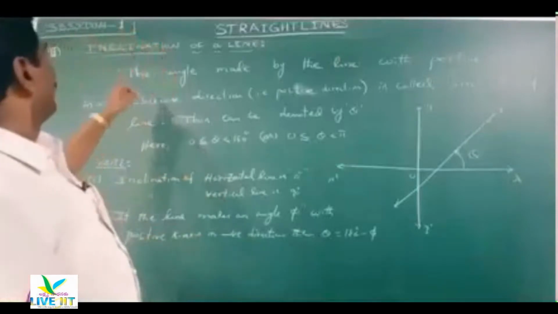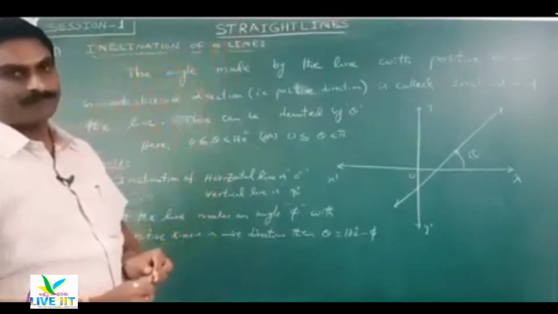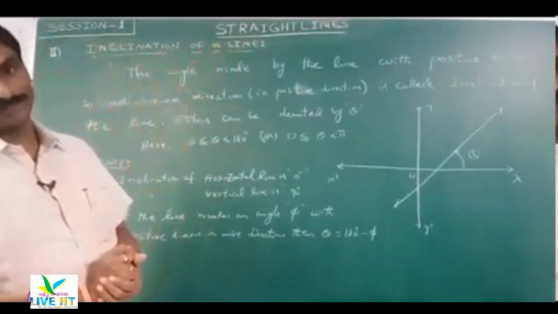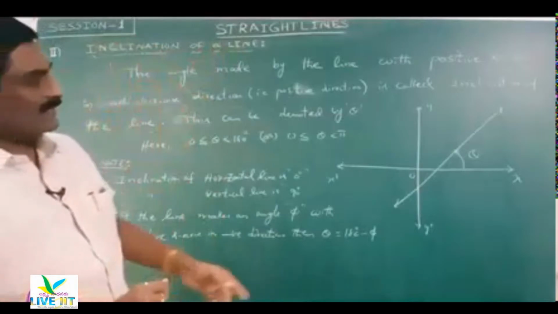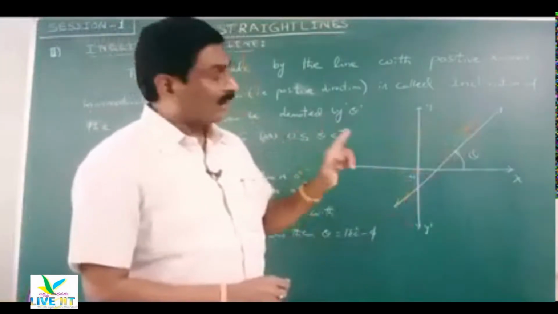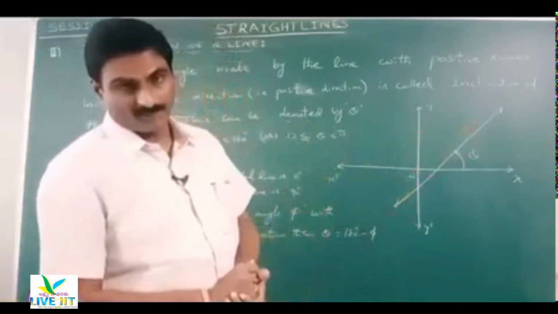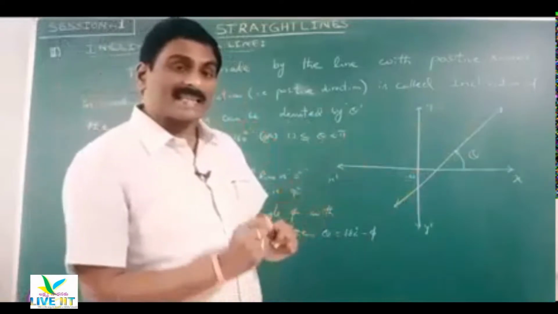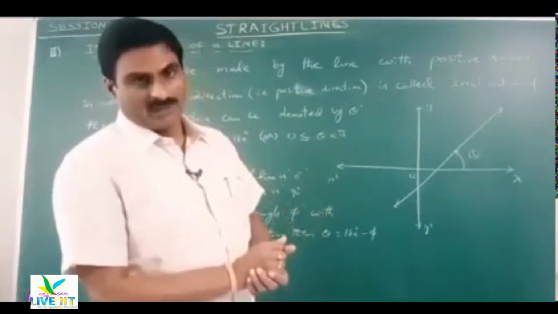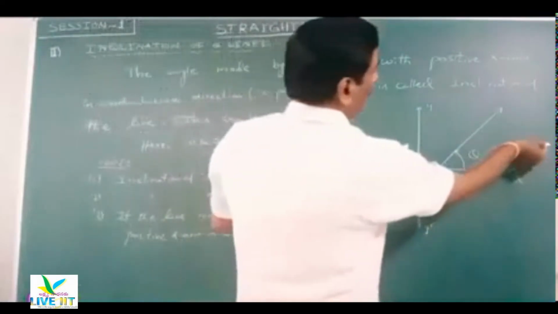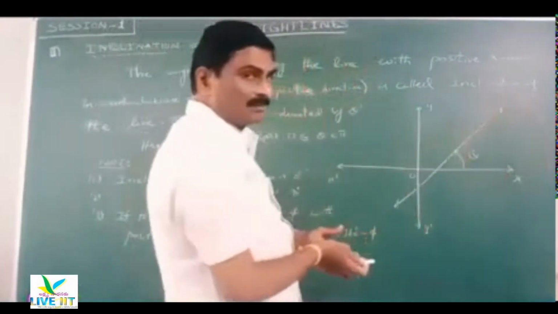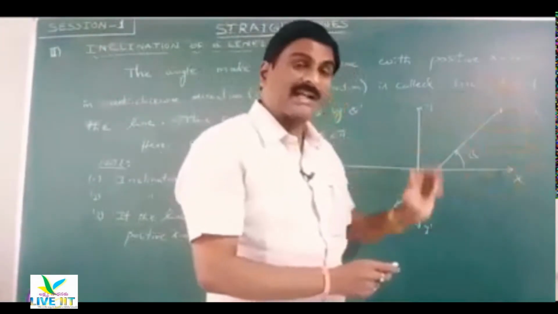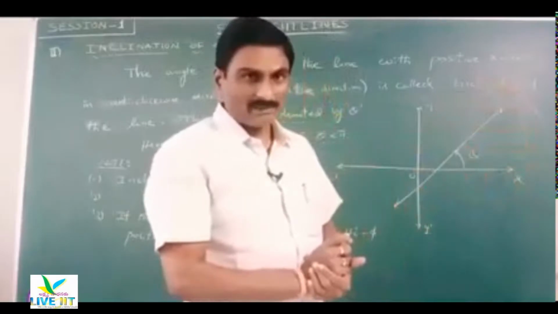Next, second point, inclination of a line. What is the inclination? Suppose this is one of the lines in the 2D plane, xy plane. The angle made by the line with positive x-axis in positive direction. If the angle is measured in anti-clockwise direction, then it is said to be positive direction. If the angle is measured in clockwise direction, then it is said to be negative direction.